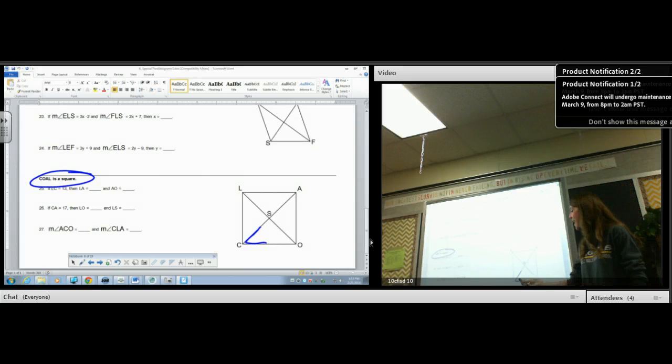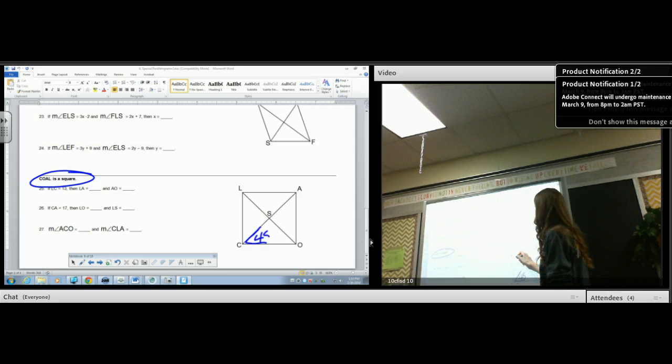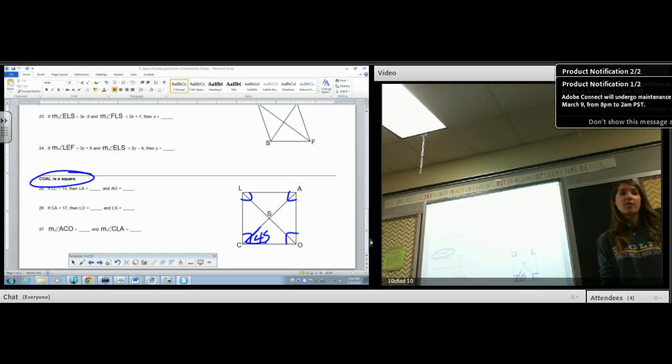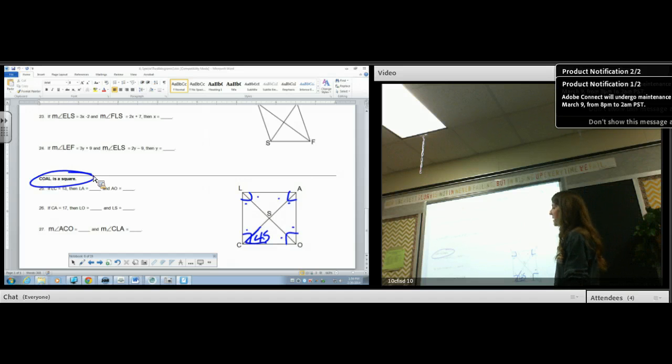I agree. Hey guys, what's this angle? What's this angle if this is a square? It's 45. Because in a square, all angles are 90, and all angles are bisected. So if you bisect 90, you're going to get 45. 45, 45, 45, 45. Measure of CLA, 90.